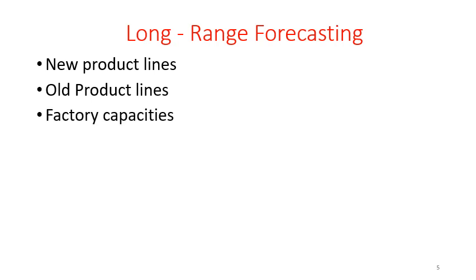Factory capacities: now I have a production capacity of 2000 tons per year, 2000 tons per year. Now should I modify it? Should I increase my capacity because I'm anticipating a boost in the sales of my product? That is a long range forecasting.